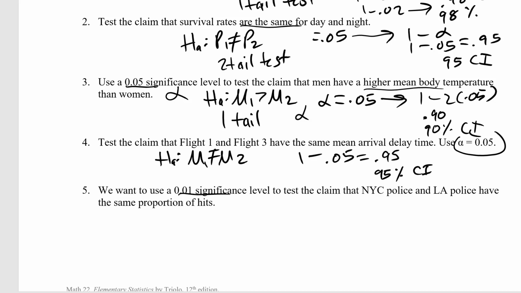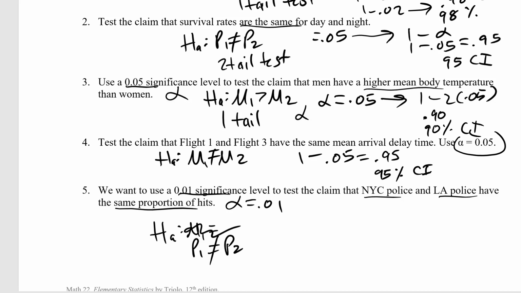0.01 significance level. Test the claim that the New York police and LA police have the same proportion of hits. Same means what? Not greater, not less. We just want to see. Right? So, not equal to. 1 minus alpha, 1 minus 0.01, or a 99% confidence interval.